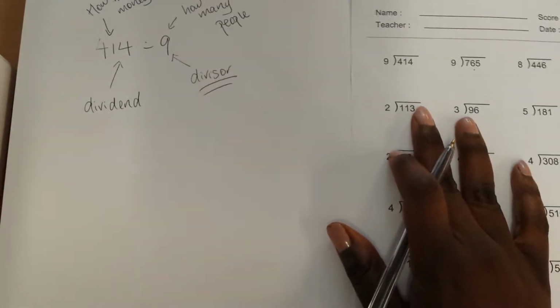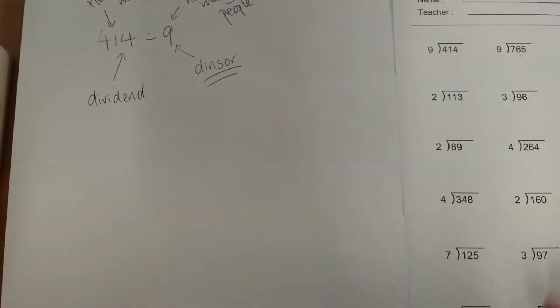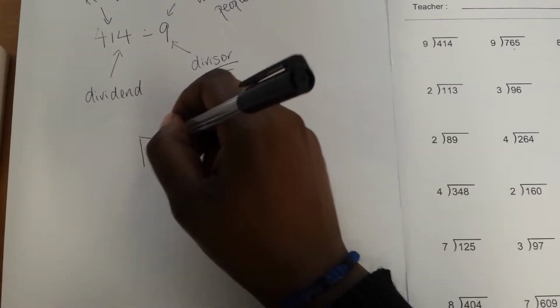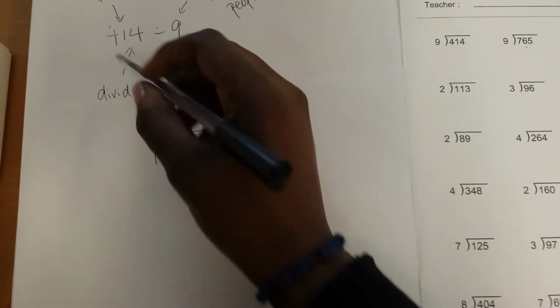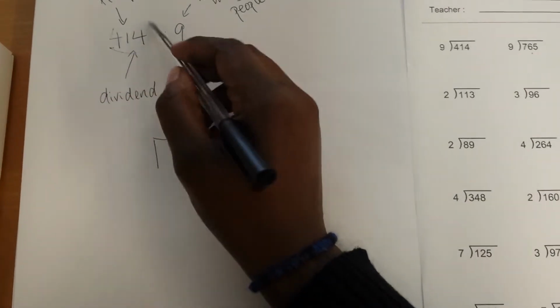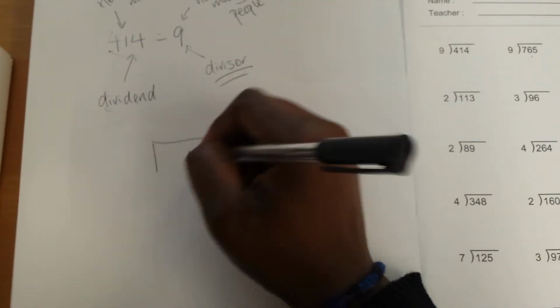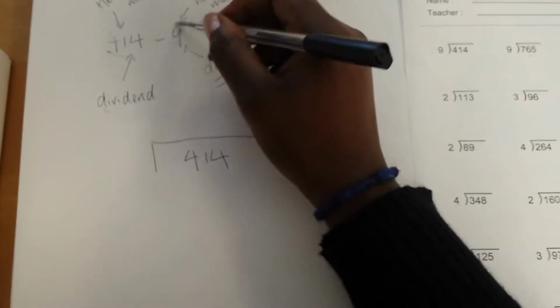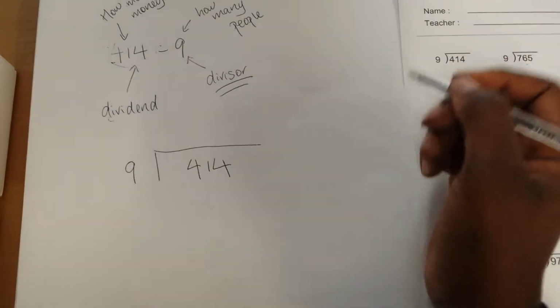Okay, so let's begin. So we're going to start with the first question. So the first thing you do is, I'm going to do this bus stop method. So I'm going to set up my bus stop. The thing that you are dividing, or the dividend, always goes on the inside. The divisor, or how many people or how many groups you're splitting things into, always goes on the outside.